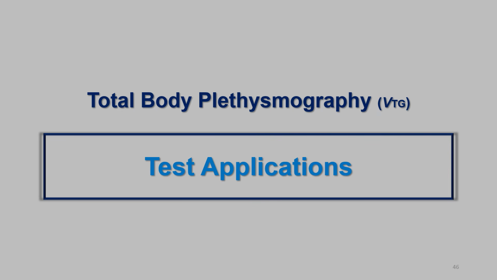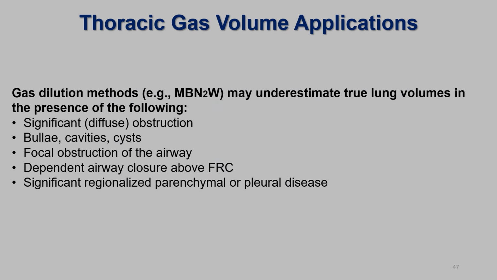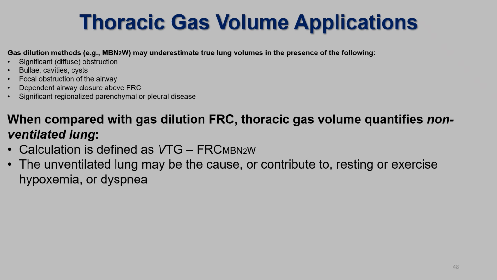Now let's take a look at some applications of total body plethysmography testing. Body plethysmography is the only accurate functional measurement of static lung volumes, since gas dilution methods, for example the multiple breath nitrogen washout test, may underestimate true lung volumes in the presence of the following conditions. When compared with gas dilution FRC, thoracic gas volume quantifies non-ventilated lung.